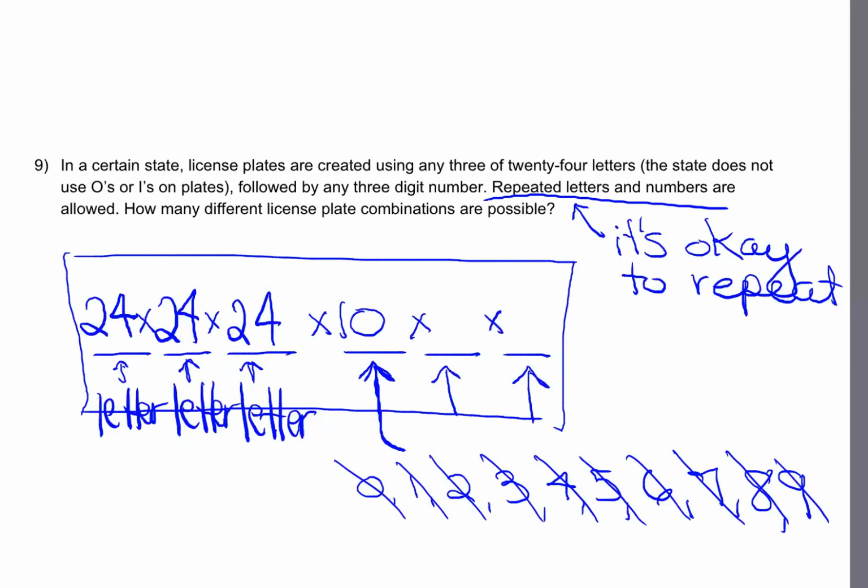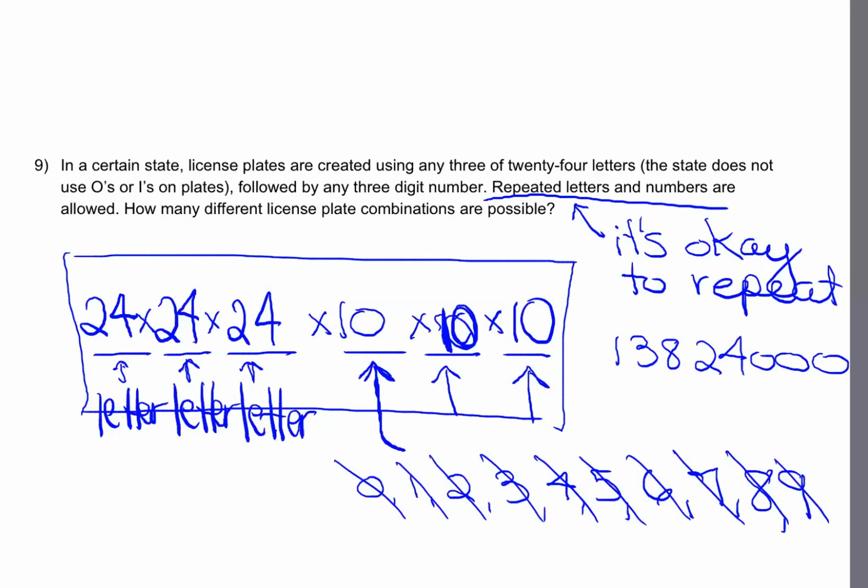Okay, then how many possibilities for the next digit? The same 10. Yeah, repetition's allowed. And how about for the last digit? 10. And this is a giant number. I definitely want my calculator. 24 times 24 times 24 times 10 times 10 times 10. And of course, this is why we do license plates this way, because there's a lot of cars. So we need a lot of different possible license plate combinations so we don't end up repeating numbers.